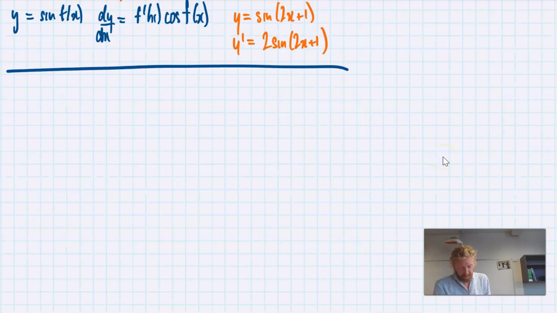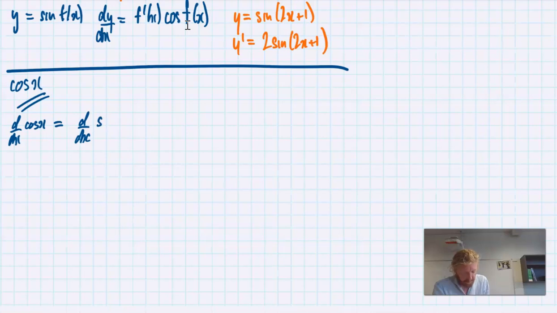To differentiate cos x, I'm going to use what we came up with here, and I'm also going to think about the relationship between sine and cos. I know that sine and cos are 90 degrees out of phase. D by dx of cos x equals the derivative of the same function, which is sine of 90 minus x.